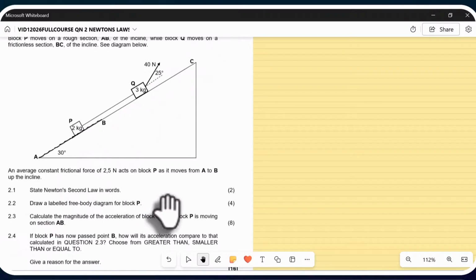Okay, now 2.2 here, they say draw a labeled free body diagram. Now this block P here, as you can see, I've got tension pulling it upwards. This tension is opposed by frictional force. The surface is rough, opposed by frictional force here, that is Fk, because it is in motion. And then it has got weight, which is Fg, and then it's on the surface, so we exert a normal force, F normal. Those are the 4 forces here.